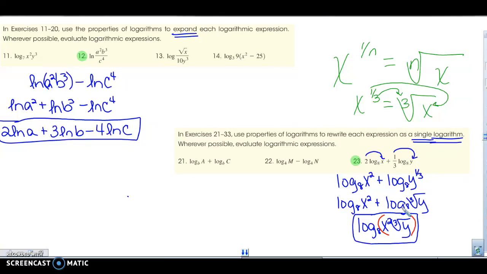So now that we have a sum, we can rewrite that as a product. Remember the first property we went over. And so this would be our final answer. Notice we went from 2 separate logarithms to a single logarithm to turn in.